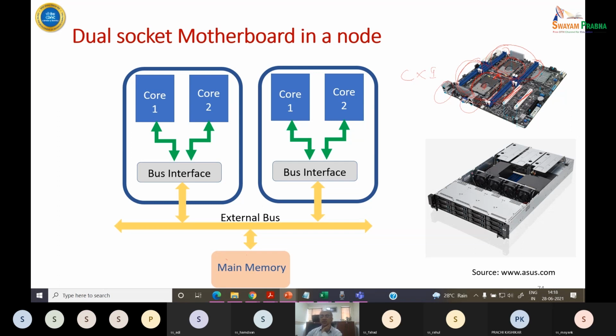That's the only thing that the motherboard designer can do. Now this motherboard goes into a box like this, which has redundant power supplies and a provision for 3, 4 or 12 hard disks. Then these are the fans for cooling. That's how you make a node. So in this example, this node will have 2 CPUs, and each CPU has 2 cores.